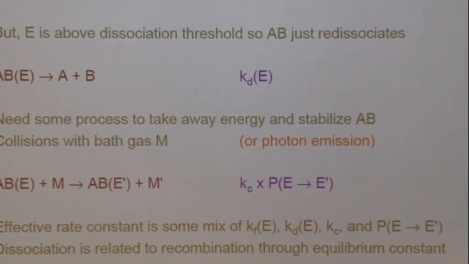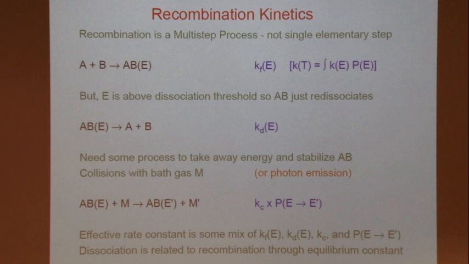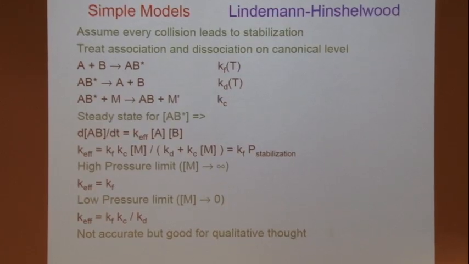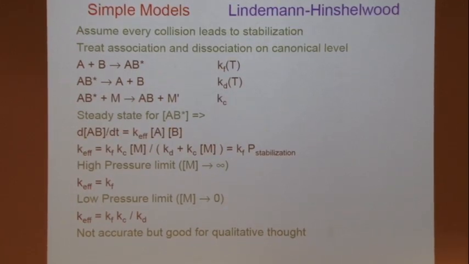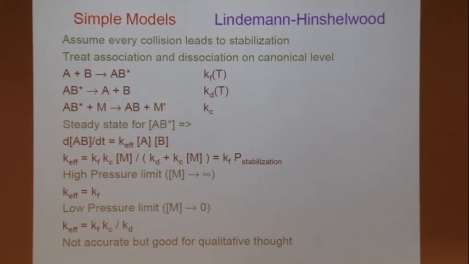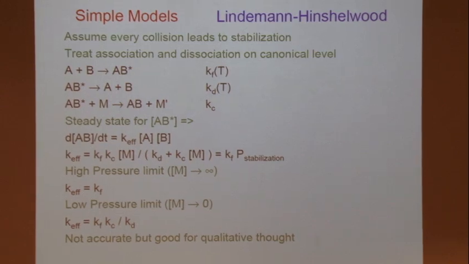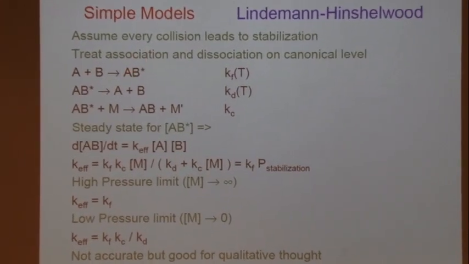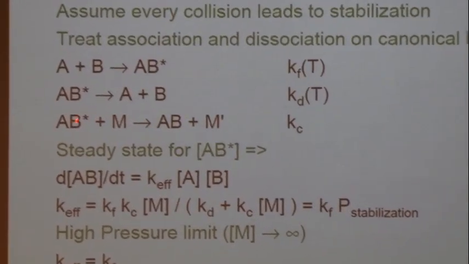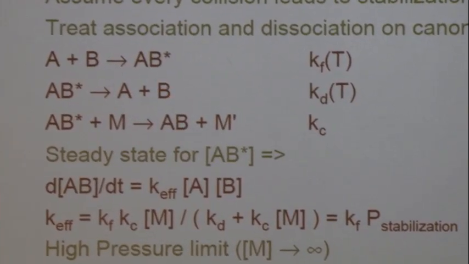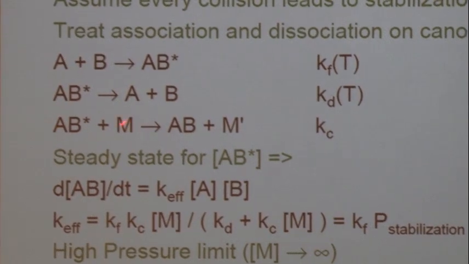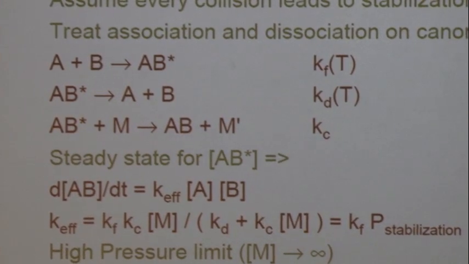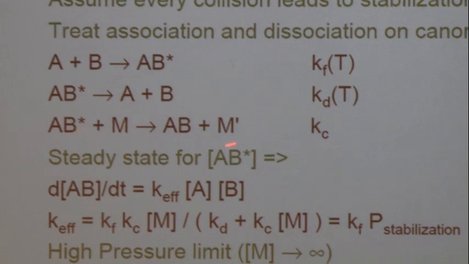And so this is kind of a mess. So I'll try to explain how we handle this mess. Originally, the first people to realize this problem were Lindemann and Hinshelwood, and they decided to write it this way. They said, OK, A plus B forms this pseudospecies, AB excited. The pseudospecies falls apart back to A plus B, and the pseudospecies collides and loses energy and gets stabilized. They said every collision stabilizes it, so K collisional is what they use there.